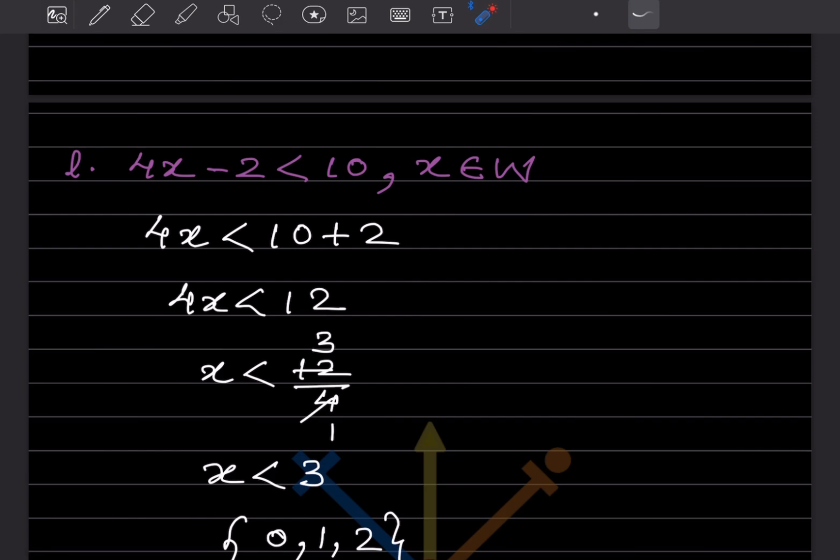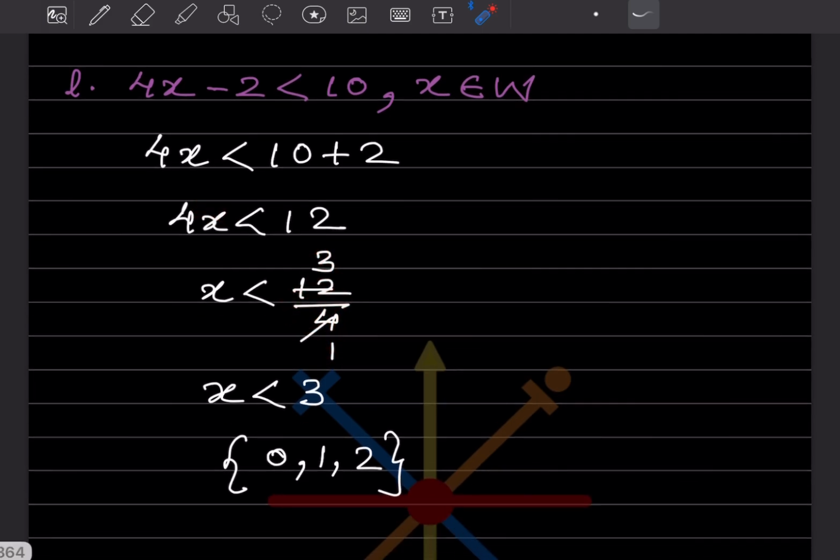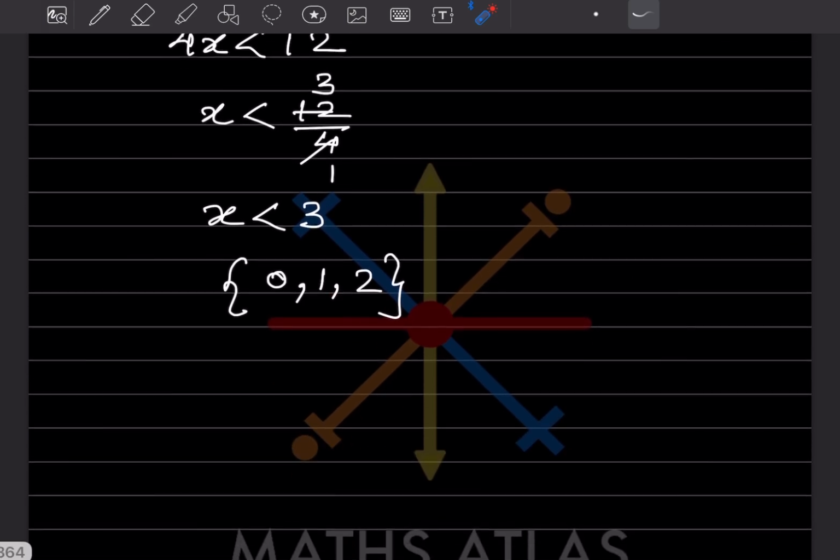Now, these are the whole numbers. Same, this will be the same. Minus 2 becomes plus 2. This will be 12. This is multiplication, so it is going to get divided. So this is going to be 3. Again here, x is less than 3. So here, because it's a whole number, it will start with 0. Less than 3 means you don't have to include 3. So 1 and 2. So 0, 1, 2. So this is the solution set for that one.